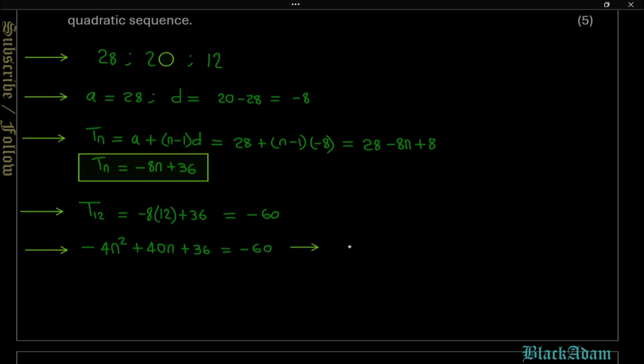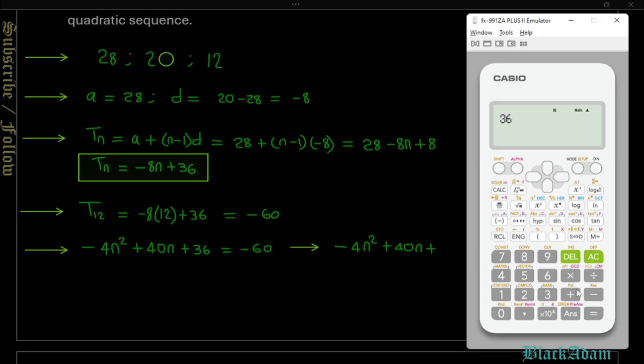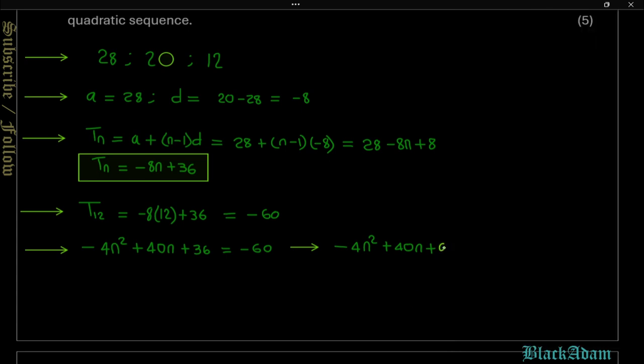And then from there we take -60 to the left, so that's going to be -4n squared plus 40n plus 60 plus 36. So 36 plus 60, that's 96. So that's going to be +96 is equal to 0. So we took everything from the right to the left, then we actually divide both sides to change the signs.